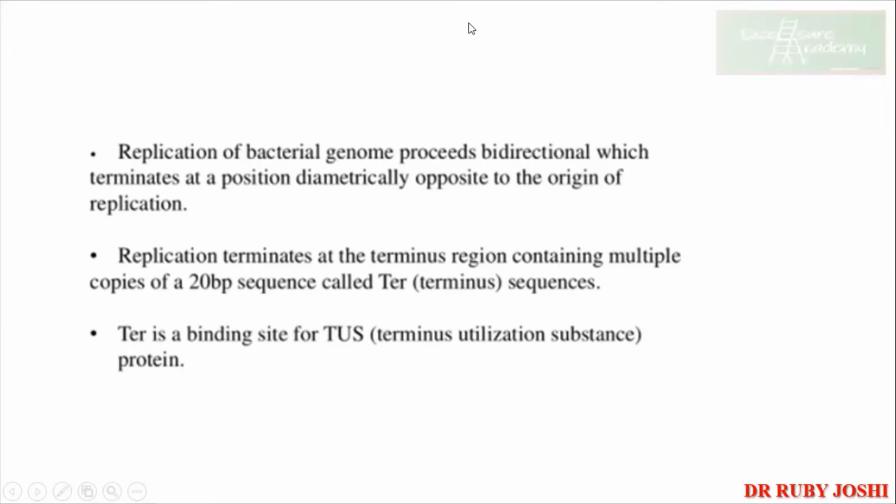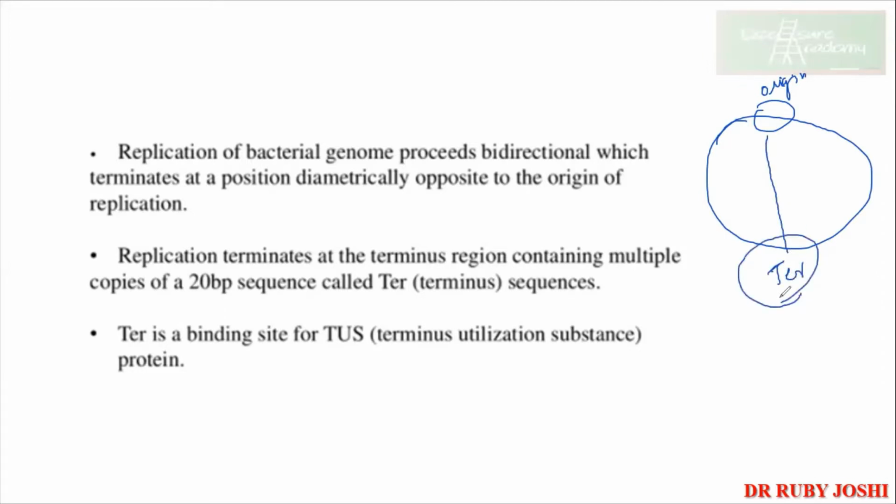So हमने figure में भी देखा था last time that if you have got यहाँ पे origin, ठीक उसके diameter में you will have the terminator sequences for the termination. ठीक है, अगर आपका origin यहाँ है तो ठीक उसके opposite में diametrically opposite में यहाँ पे आपका termination sequence होगा. Okay, now here also if you remember the replication fork is moving in this direction and in this direction. So eventually what will happen, both are going to meet over here. The replication fork is going to meet at this termination sequences.